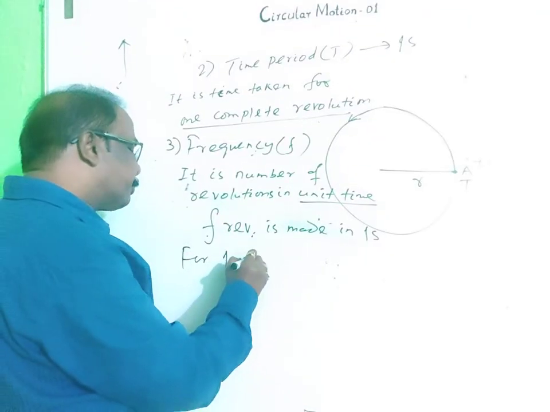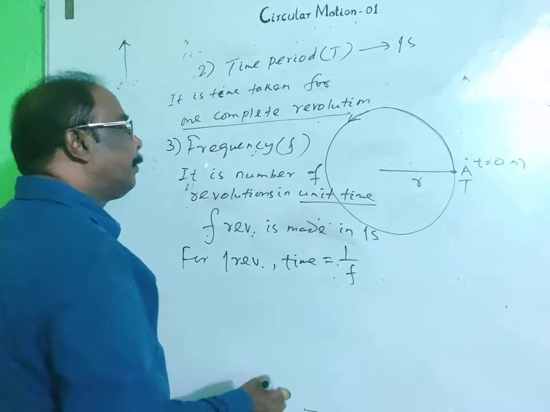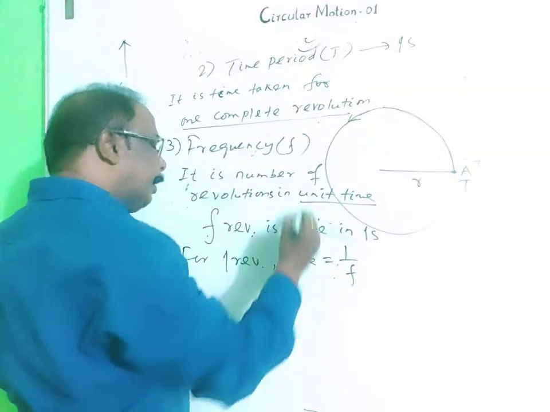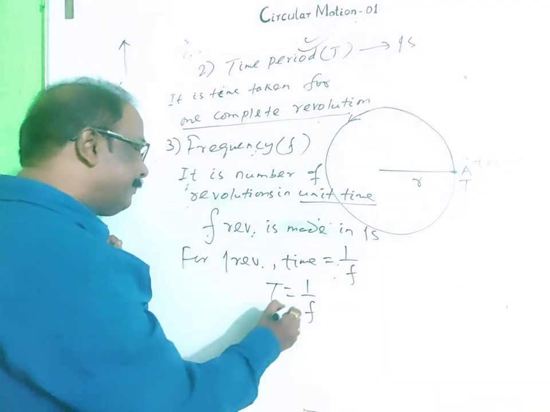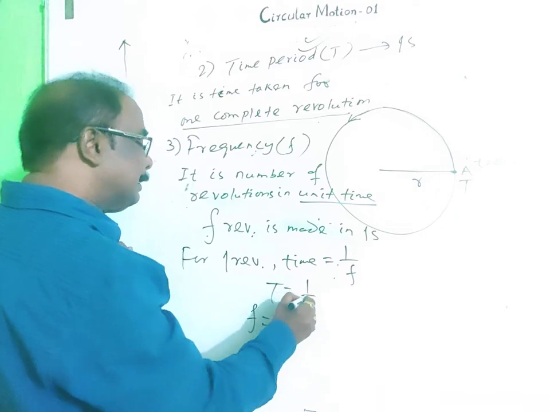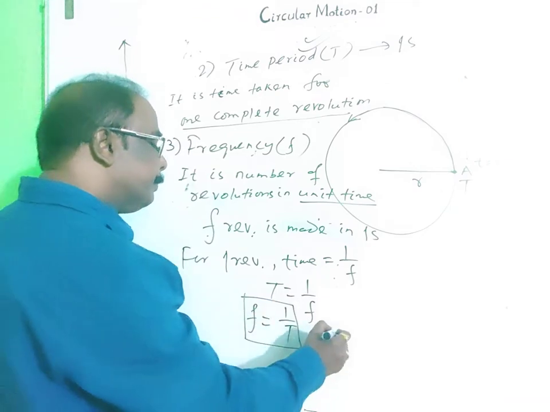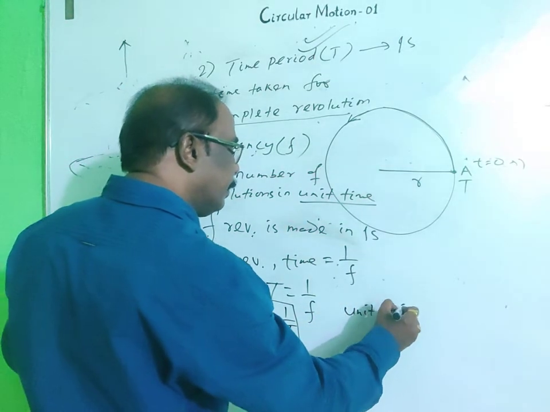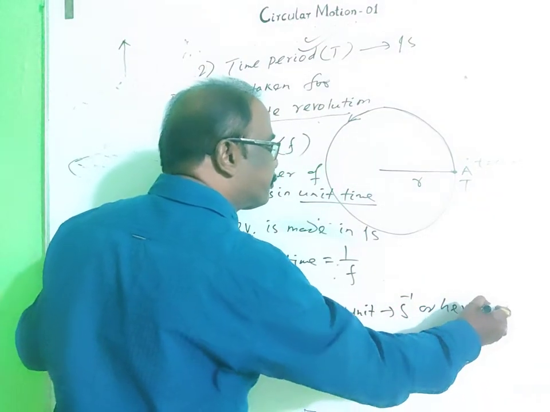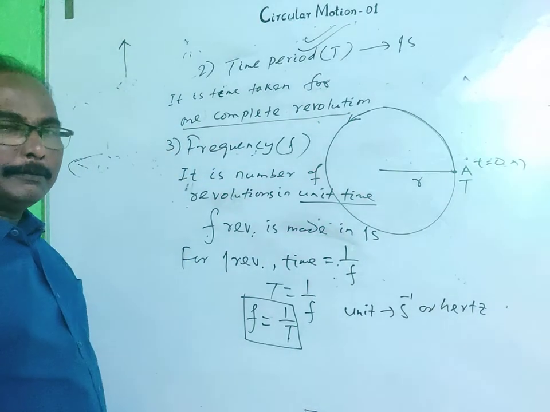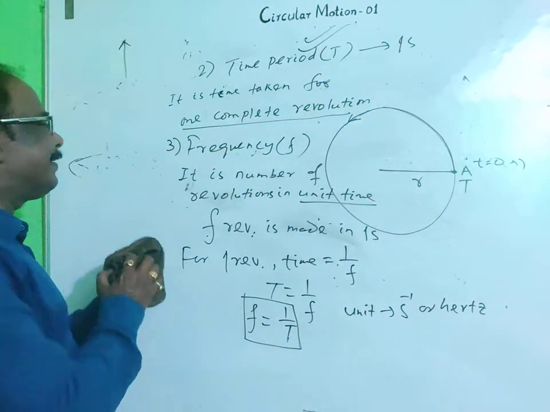For one revolution, the time is 1 by F. But for one revolution, the time is the time period T. Thus you may write time period is equal to the reciprocal of frequency. So in accordance with this formula, frequency is equal to the reciprocal of time period. The unit of frequency, 1 by time, means second inverse, or you may write hertz. So the dimensional formula is T to the power minus 1. So this is time period and frequency.